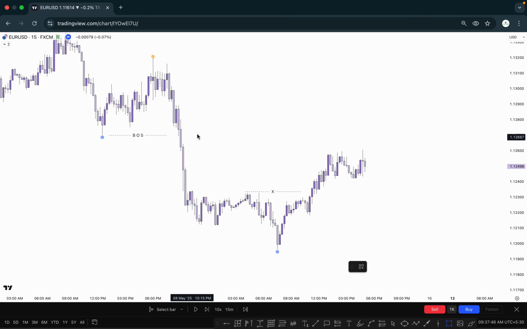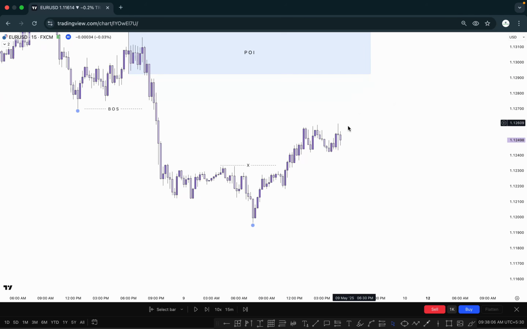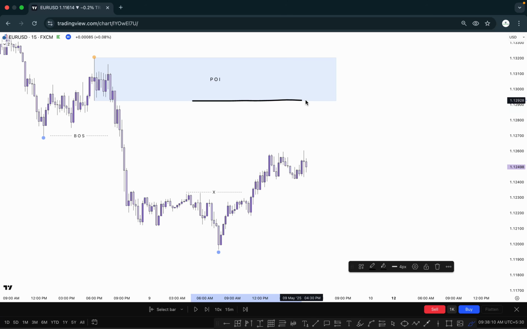Look at this one. This is our last buying momentum before the sell, exactly this one. So we can mark this one as our PI. Once price taps on it, we can plan for the sell right here. It means this is our PI. So once price taps on this PI, we can plan for the sell. Otherwise, if the market does not tap on this one, sometimes what happens? The market does not tap on this PI.